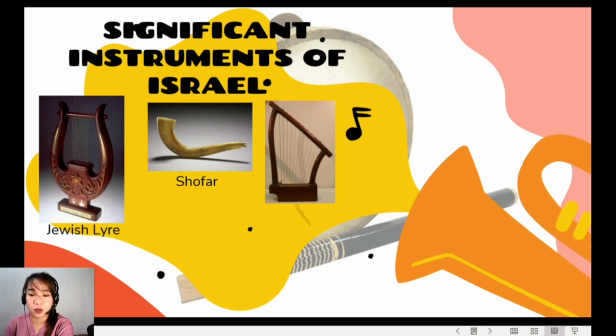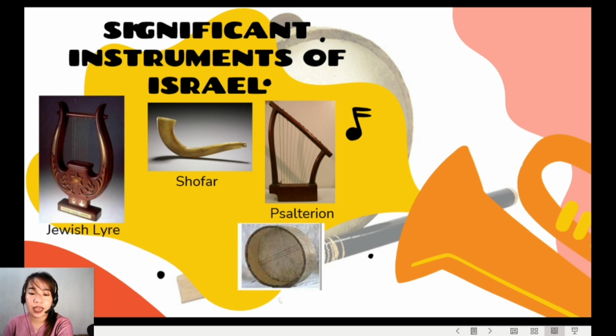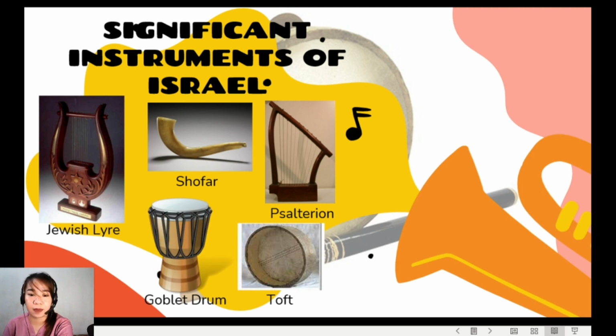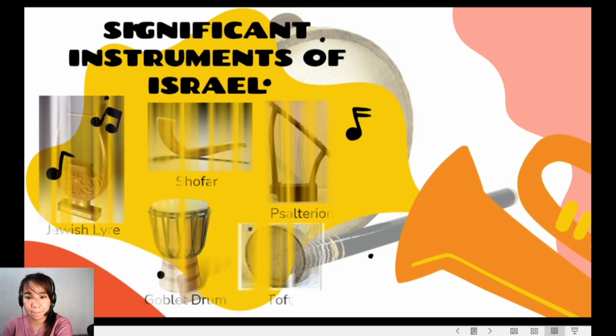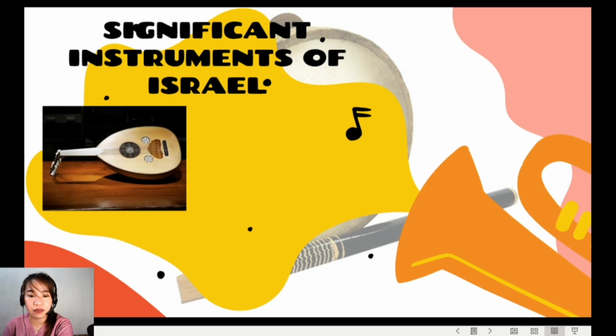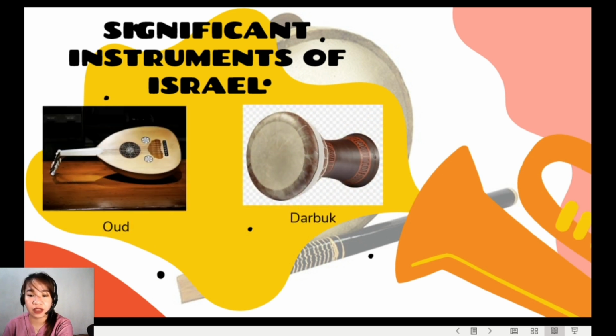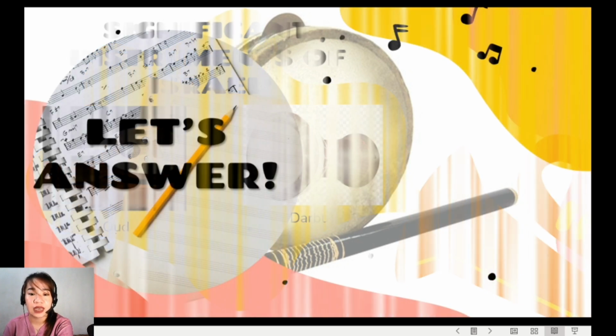Next, we have the salterion, like a harp, and the toft. We also have the goblet drum. Next, we have the oud, and this one, the darbuka. So those are the significant instruments of Israel.